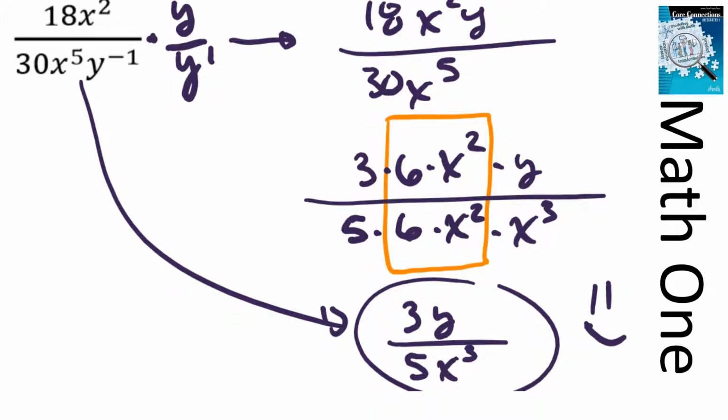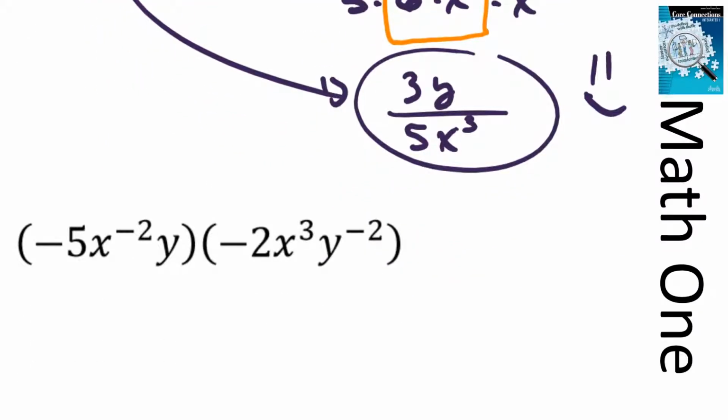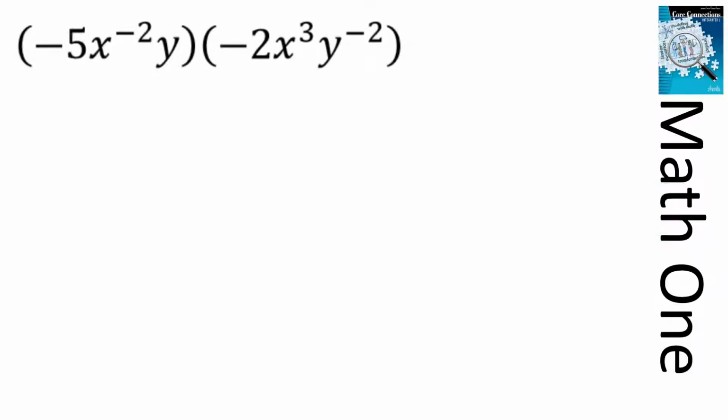Let's move on to our next example. So again, I'm thinking about a giant 1 here to simplify this expression. I don't know that I'm going to use the giant 1 right away, but I'm definitely going to use it at the end, I think, to get rid of the negative exponents. If I look at this, I'm multiplying two things, and I've definitely got a negative 5 times a negative 2. So I'm going to start with a 10.